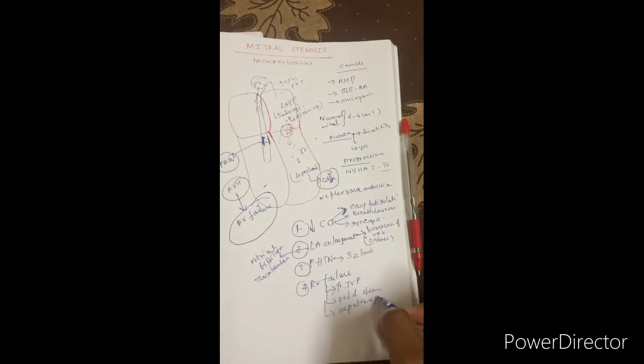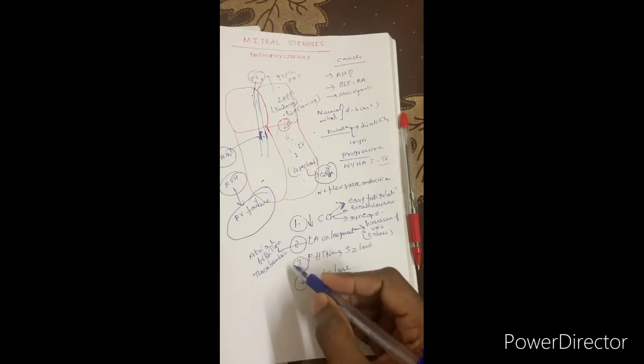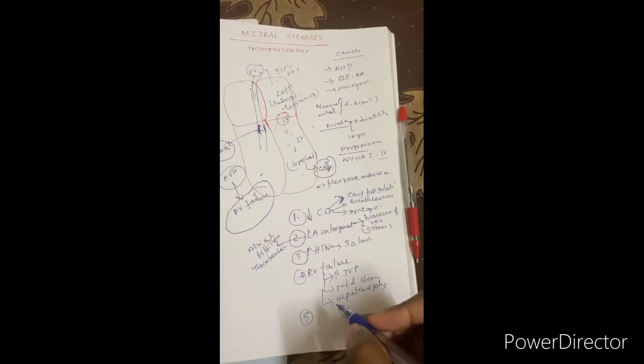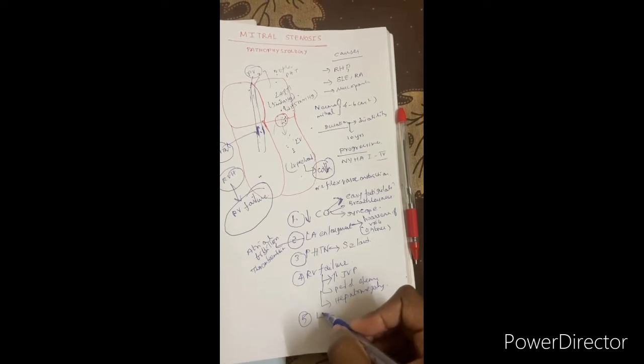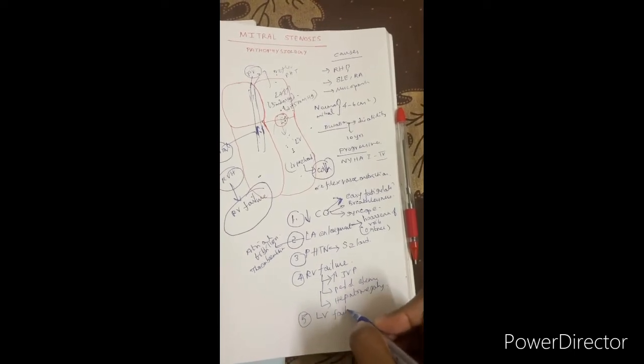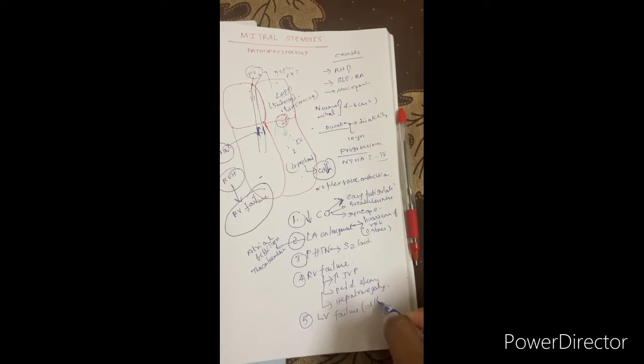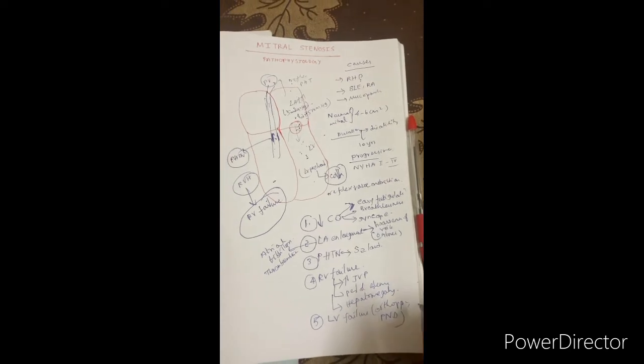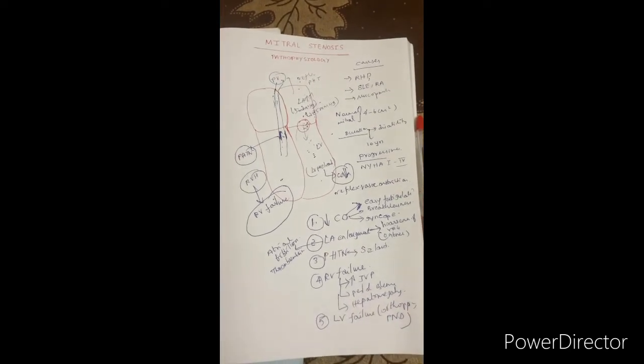So at the end stage, initially RV failure, and at the end, if the LV output is also reduced, then LV failure features will also be there, like orthopnea and paroxysmal nocturnal dyspnea in critical MS. So these are the symptoms the patient can present with.